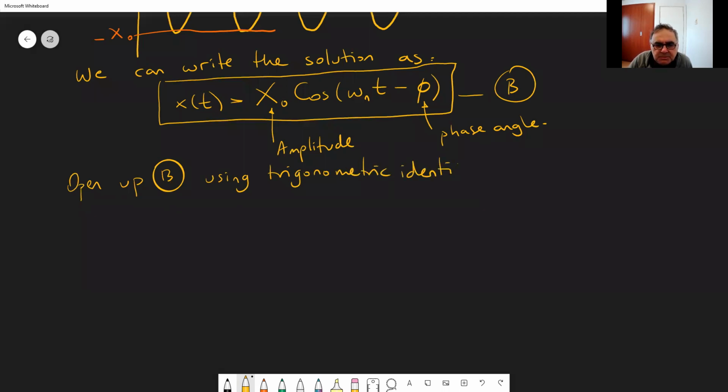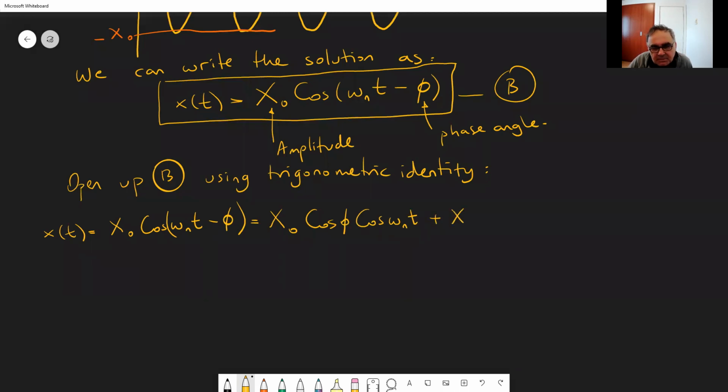If you open this up using a trigonometric identity, you will get the following. X0 cosine(omega nt minus phi) equals, okay? Cosine A and cosine B kind of thing. This is cosine phi, cosine omega nt, plus x0 sine phi, sine omega nt.